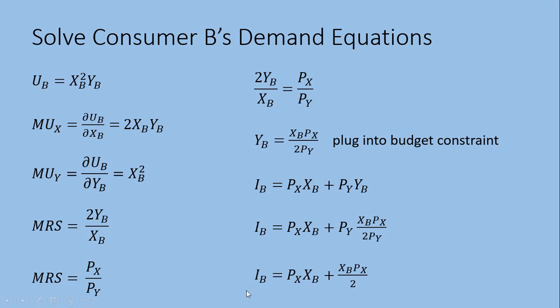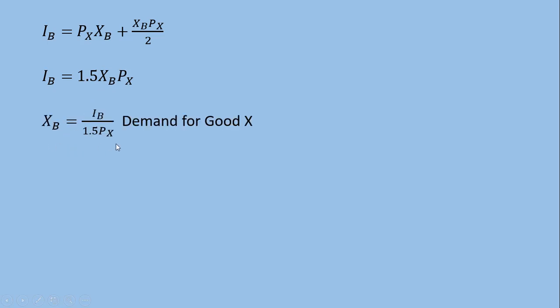Moving on to the next slide. Adding up the right-hand side and solving for X subscript B, consumer B's demand for good X is given as follows. We'll plug this demand equation into consumer B's Y subscript B equation from the last slide to get the demand for good Y.